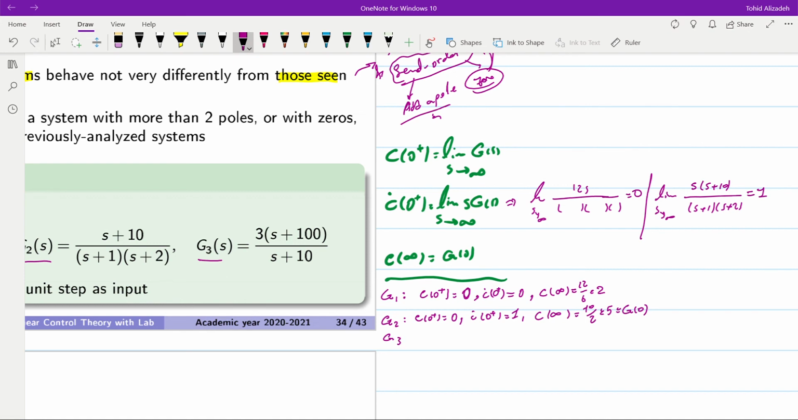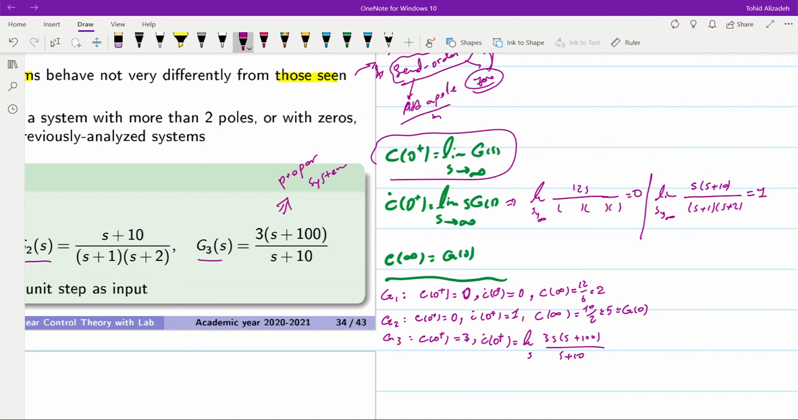And finally, for g3, c at 0 plus is equal to limit of g of s as s goes towards infinity, which is equal to 3. So we have a proper system indeed. If I want to calculate c dot at 0 plus, we will have limit of s times g of s, so 3s times s plus 100 over s plus 10 as s goes towards infinity, and you can see that this will give me infinity.